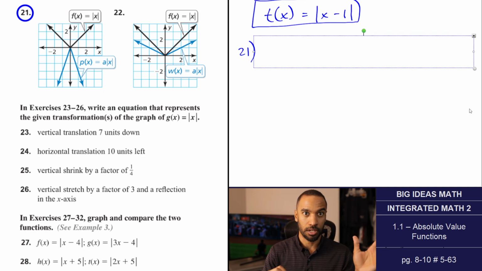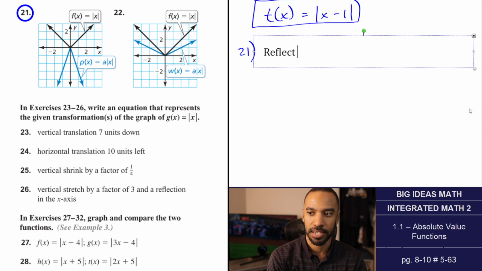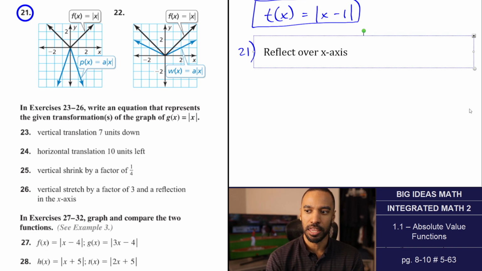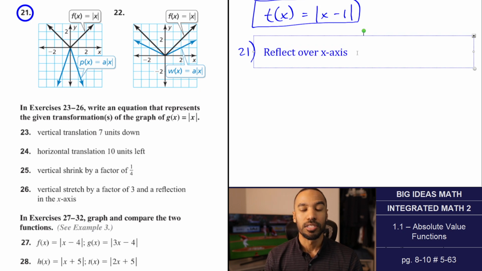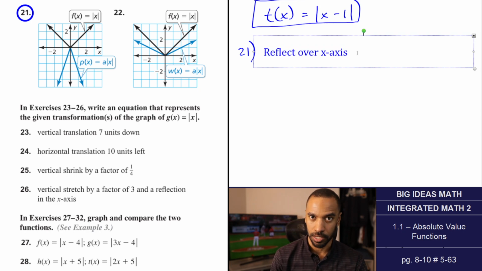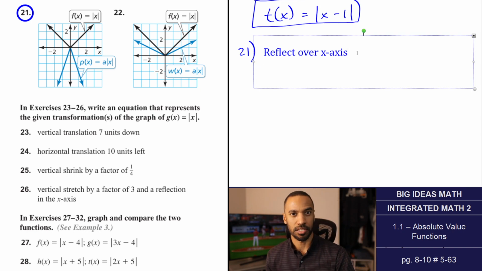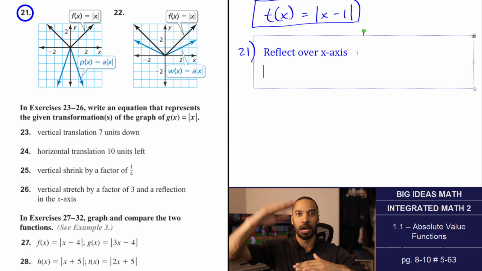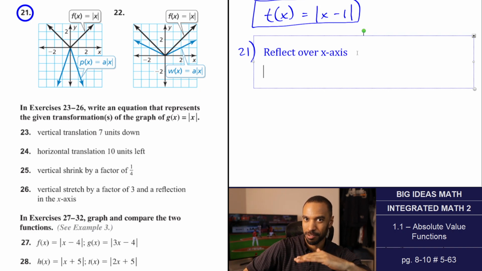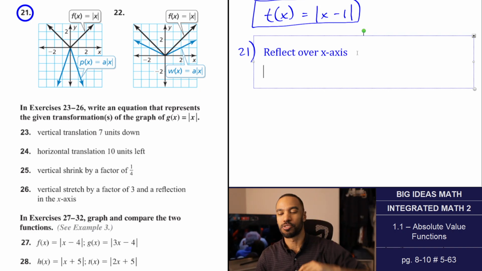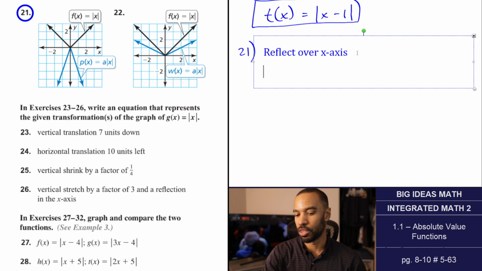I'll start with the reflection. It goes upside down. Reflect over x-axis. That way, you already know that we don't have to mention anything about the negative anymore. It's taken care of. And by the way, technically, you are supposed to mention reflections and stretches and compressions before translations, because reflecting over the x-axis happens. If I translate upward and reflect over the x-axis, it would go upside down, like that. But I want to reflect it first and then go up. So you should always mention those first.